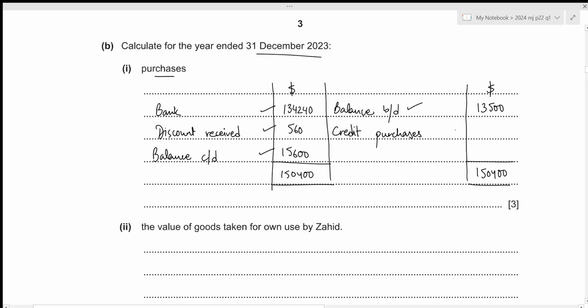Now, in order to calculate our credit purchases, we just need to subtract this value from the total. So that is 150,400 minus 13,500, which results in 136,900. That is all for purchases.